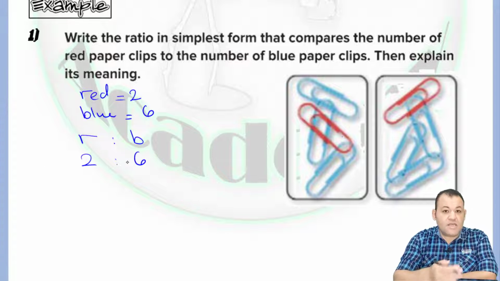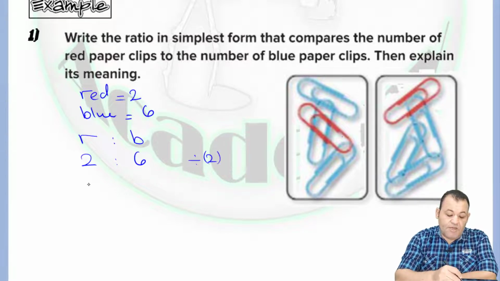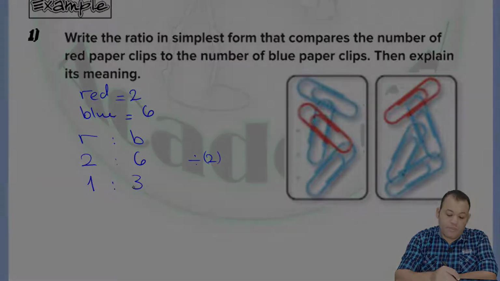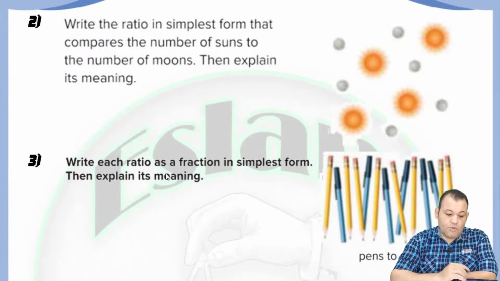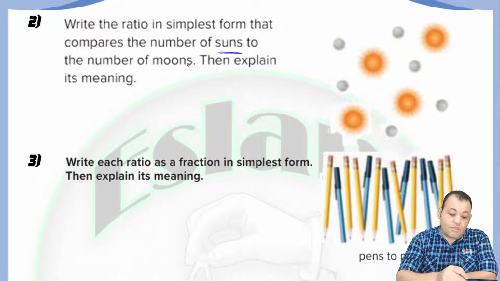2 to 6 is not the simplest form because we can divide both of them by 2. So the ratio now will be equal to 1 to 3. Again for the next question, we need to find the ratio in the simplest form between the number of the suns to the number of moons. I need to start with the suns. The order is important for this one.